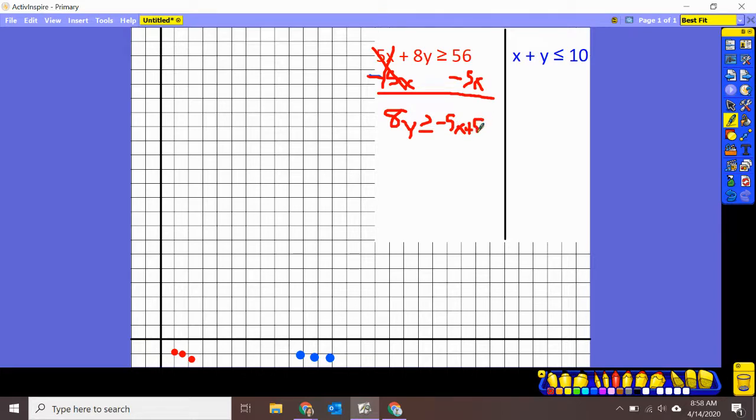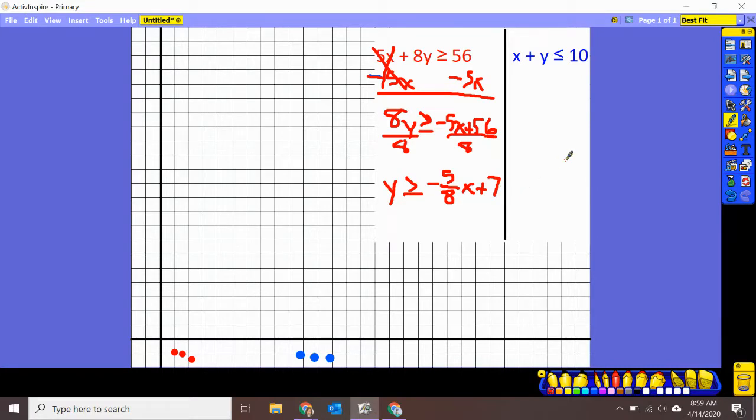Now, I like to put my slope first. You really don't have to, as long as you know that it is the coefficient in front of that x value when you have this solved for 1y. But I like putting my slope first in that form, y equals mx plus b. Then I'm going to divide everything by 8. Because that's a positive 8, I don't flip my inequality sign. So this stays the same. y is greater than or equal to negative 5/8 x plus 7. So there's my first inequality.